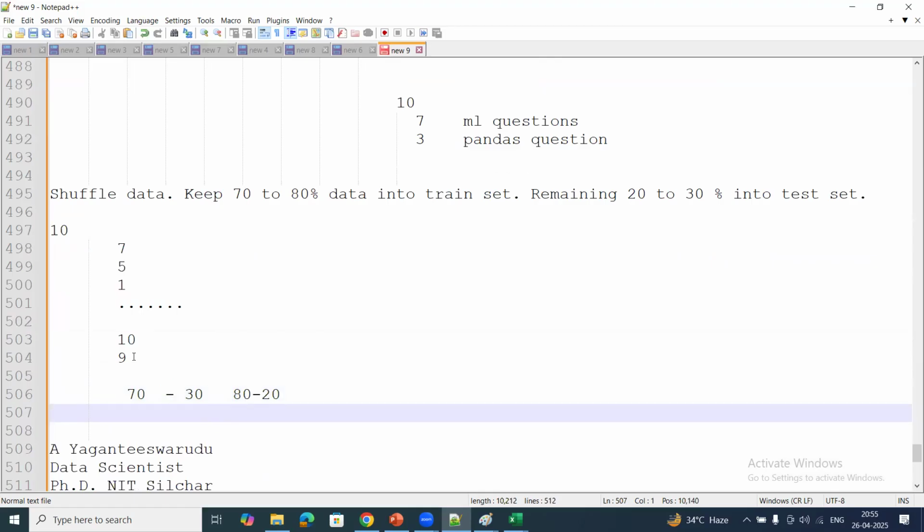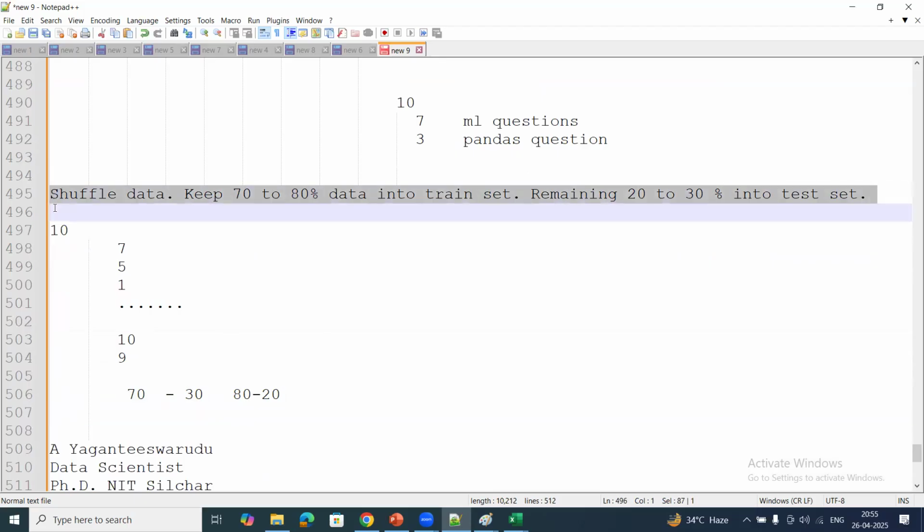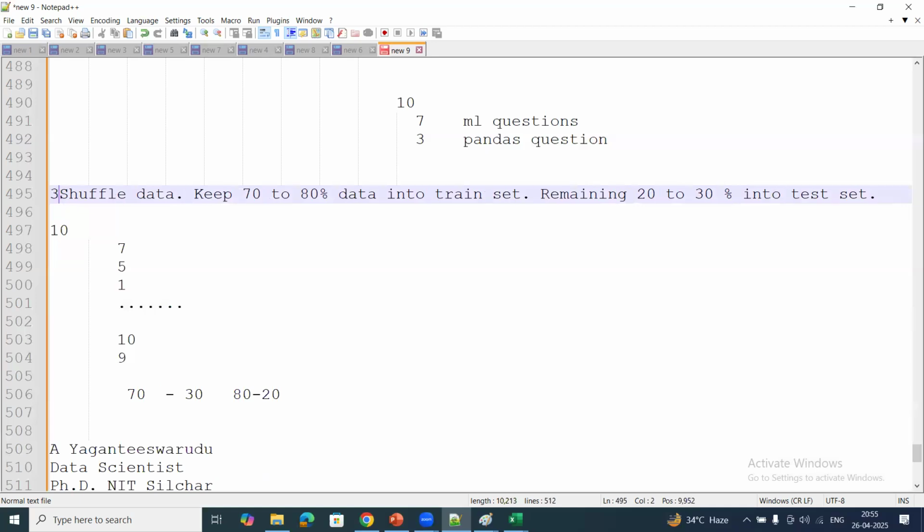So while designing our machine learning model, we mostly use only this approach: shuffle the data and keep 70 to 80% of the data for training and 20 to 30% for testing. That is the approach we are going to use. We'll see this entire approach with a practical example in the upcoming sessions.